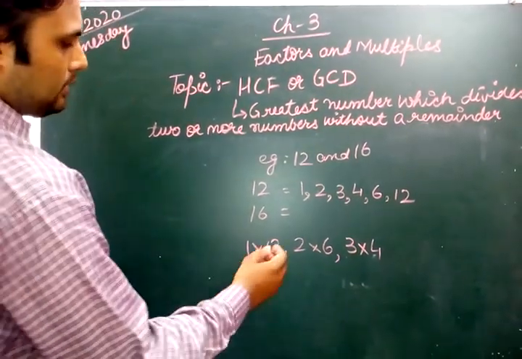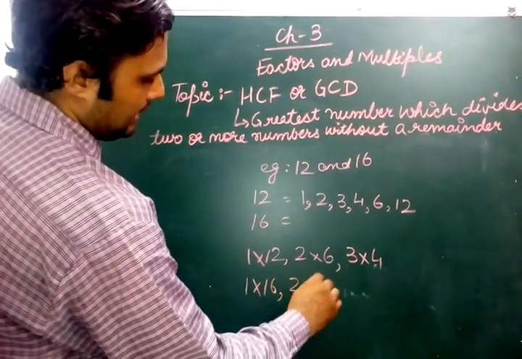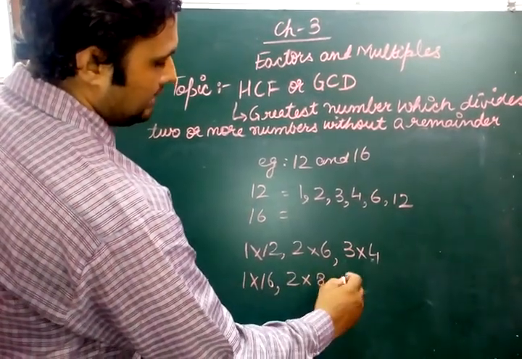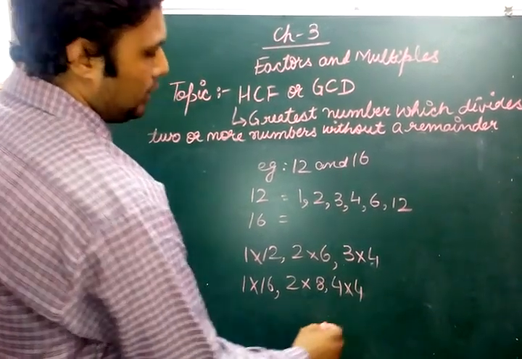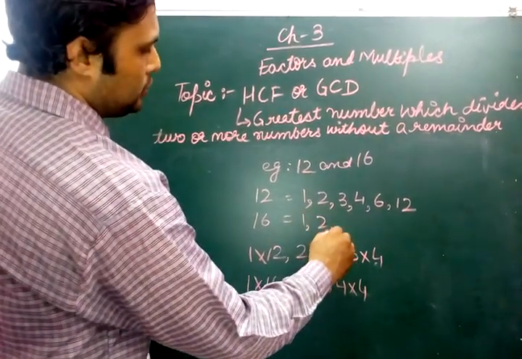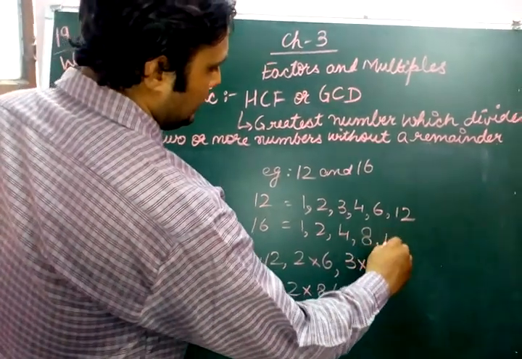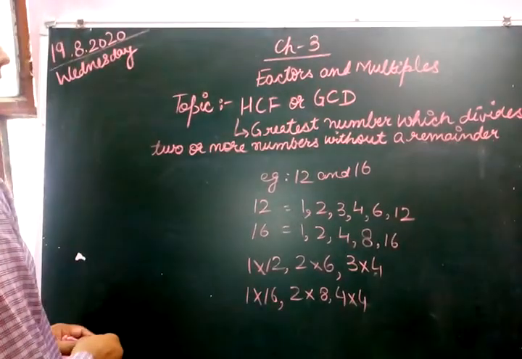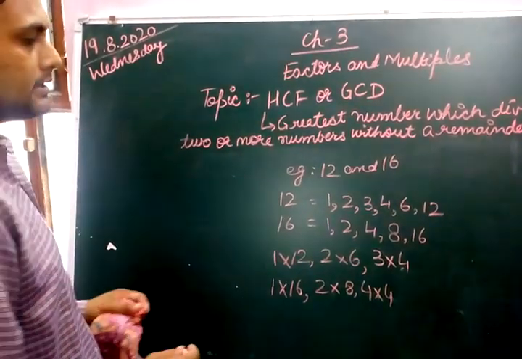If we talk about 16, 1 multiplied by 16, 2 multiplied by 8 and 4 multiplied by 4, we got 16. So 1, 2, 4, 8 and 16. So these are the factors of 12 and 16.